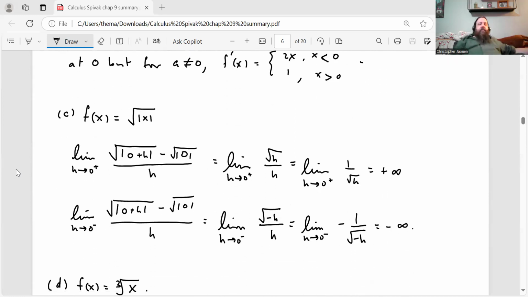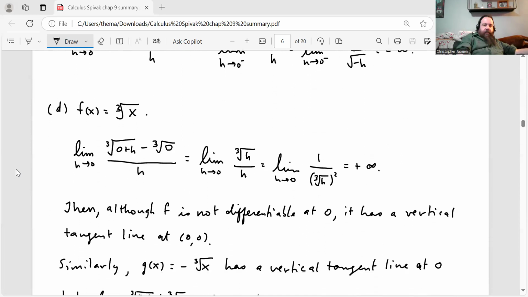Another example, f of x equals the square root of the absolute value of x. Here, notice we have some actually worse type of behavior than the ones that we had up above, because if you take the one-sided limits around zero, if you approach zero from above, you get positive infinity, and if you approach from below, you get negative infinity. So this is even worse than the behavior of the other functions around zero. Here, the limit is actually infinite and going in different directions.